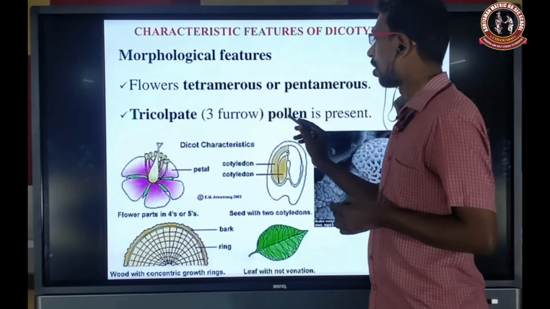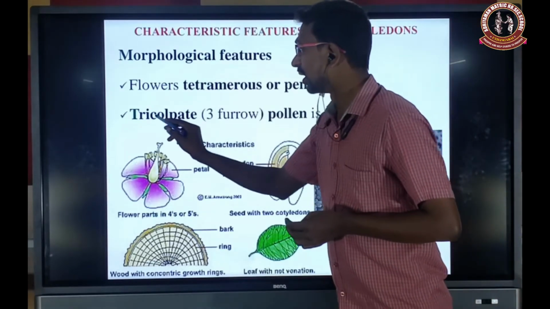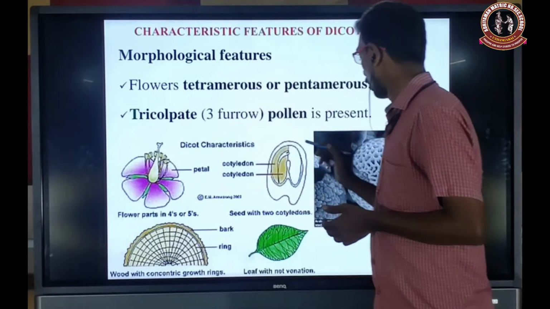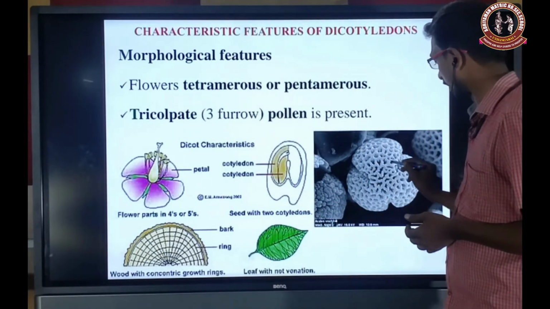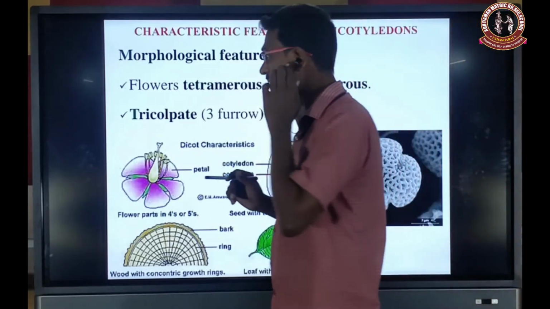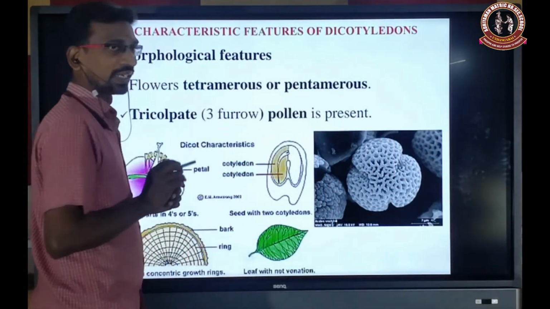And then the pollen has three furrows, that is, tricolpate. One, two, three, three furrow regions are present in the pollen of the dicot plant.